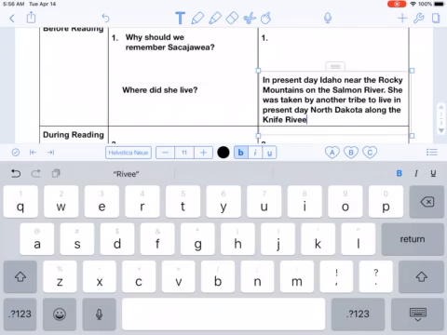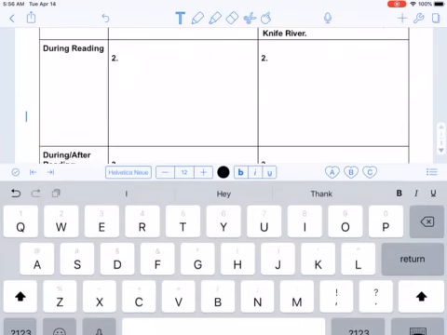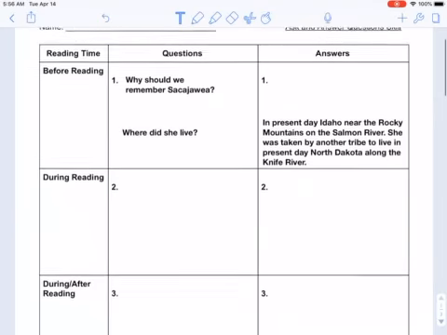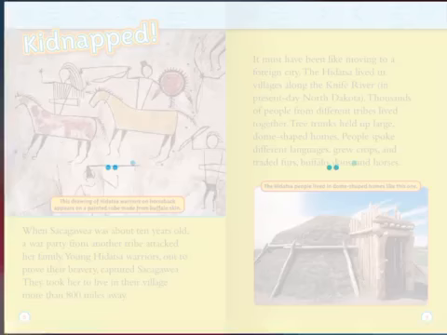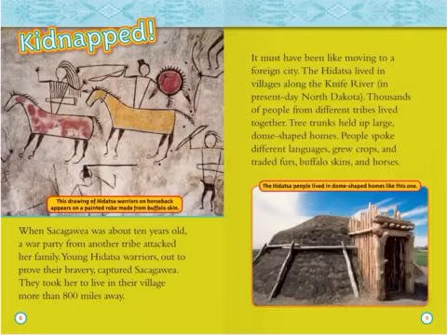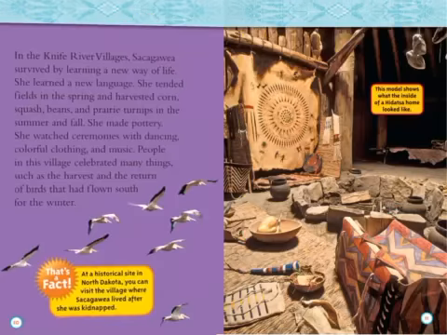Always going back and rereading things. I'm kind of rereading as I'm writing. Okay. So, I already have that answer. I'm kind of still thinking about questions here because I know I'm going to try to get some during reading questions, but I'm going to keep reading though.